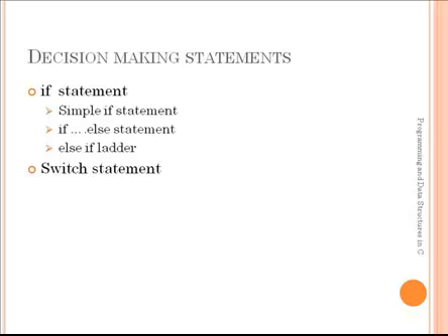Decision making statements, also called branching statements. These decision making statements involve checking whether a particular condition has occurred or not. Depending upon this condition, the next instructions will be executed. The types of decision making statements are if statements, switch statements, and conditional operator statements. Let's discuss each of them one by one.